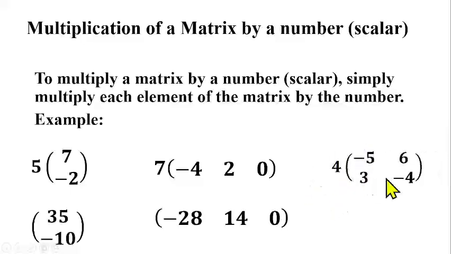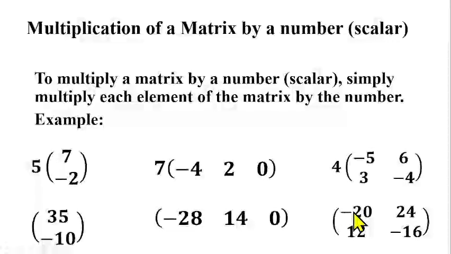Another one is what you are seeing now. This 4 is multiplying this square matrix, this 2 by 2 matrix. The same thing: 4 will multiply each of the elements in the matrix. So we'll have minus 20, 24, 12, and minus 16 as well, which gives us this matrix. Do we understand this? So we have seen how we can use a scalar to multiply a matrix. That means that number will multiply each element in the matrix, and that's how we use a scalar, which is a number, to multiply a matrix.